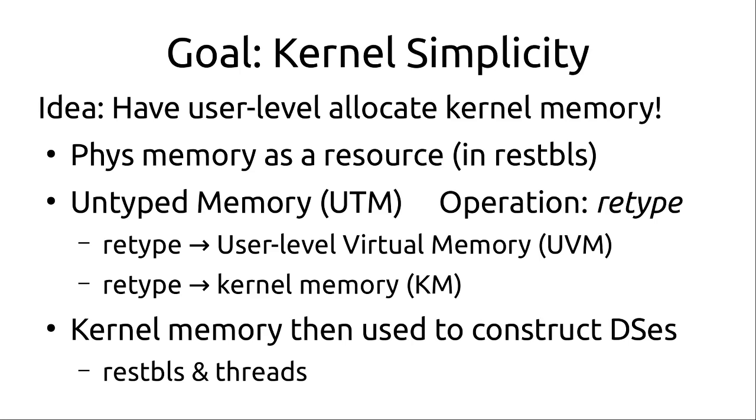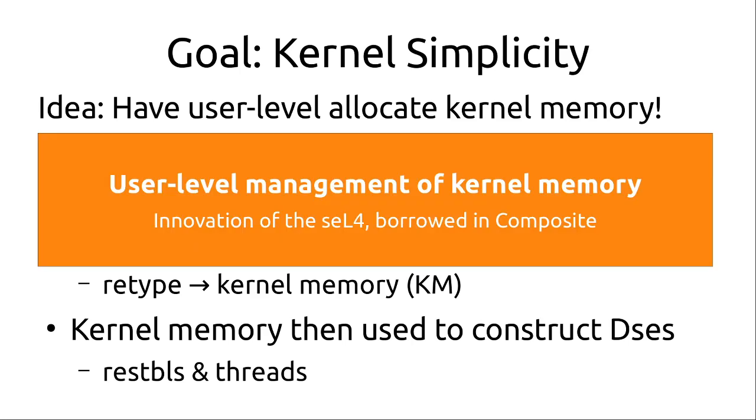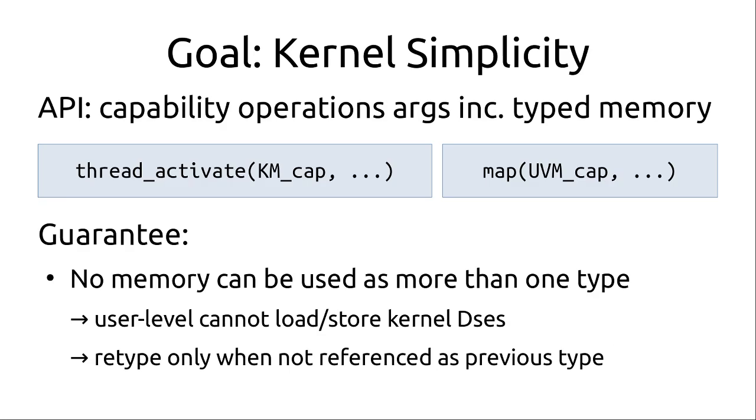Let's see how that can work. So again, this is essentially just saying that we have user-level management of kernel memory, and this is an innovation of the seL4 microkernel, and Composite changed it, but basically borrowed the idea. We thought, wow, that's a really brilliant idea. Let's just adopt that wholeheartedly. So if you want to read a lot about it, there are papers about it in seL4. We essentially borrowed the implementation. Okay. So again, we want the kernel to be simple. What are the APIs for essentially, for instance, using this kernel memory or this user-level virtual memory?